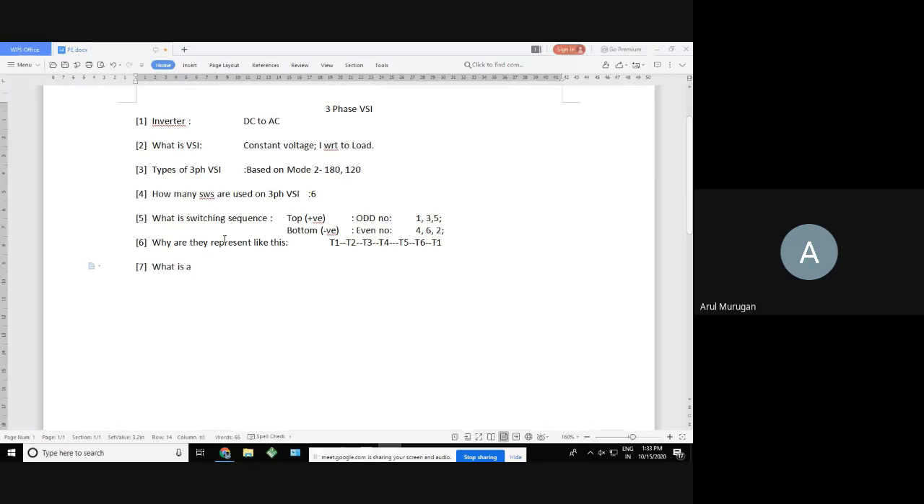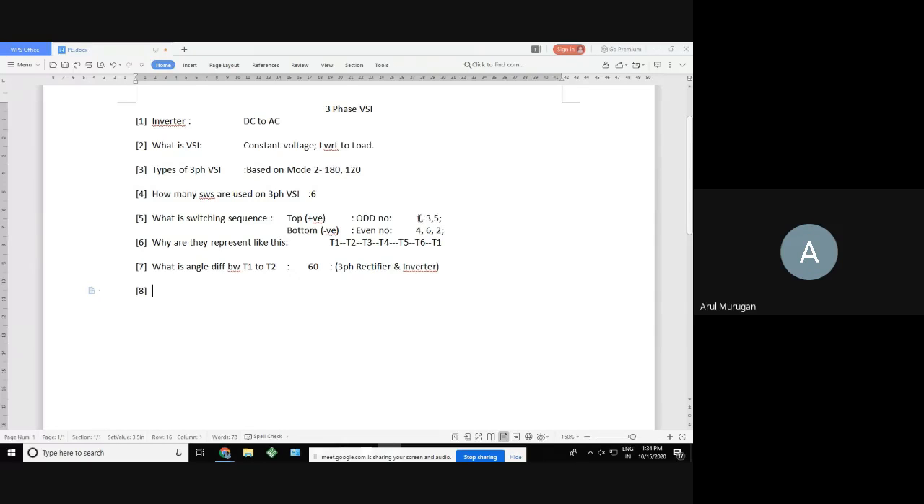What is the angle difference between the T1 switch and the T2 switch? It is 60 degrees. This 60 degrees is common for the three-phase rectifier and the inverter also. The top is 1, 3, 5 and the bottom is 4, 6, 2.